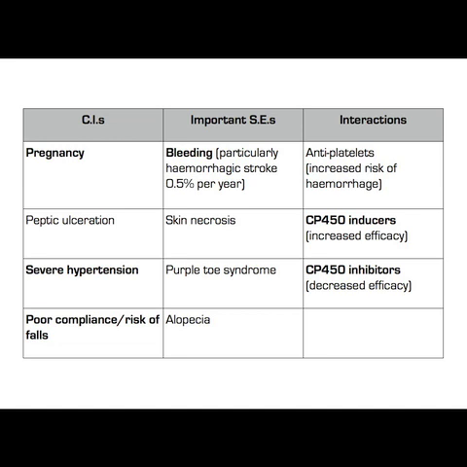Other important contraindications include pregnancy. Note that warfarin is at its most teratogenic at 6 to 12 weeks and therefore is absolutely contraindicated in the first trimester. It is safe in the second and is relatively contraindicated in the third because of the risk of bleeding at delivery. Other important contraindications include severe hypertension, as this increases the risk of hemorrhagic stroke.